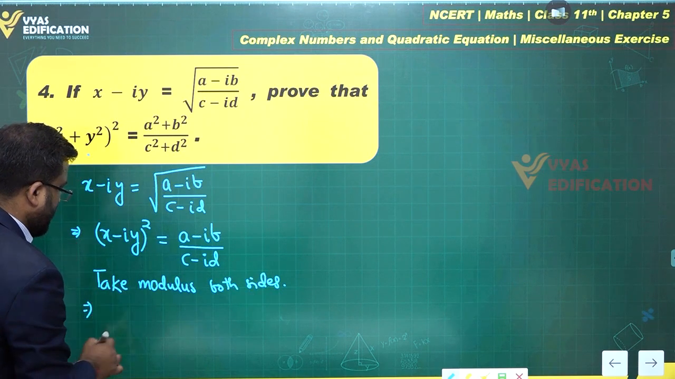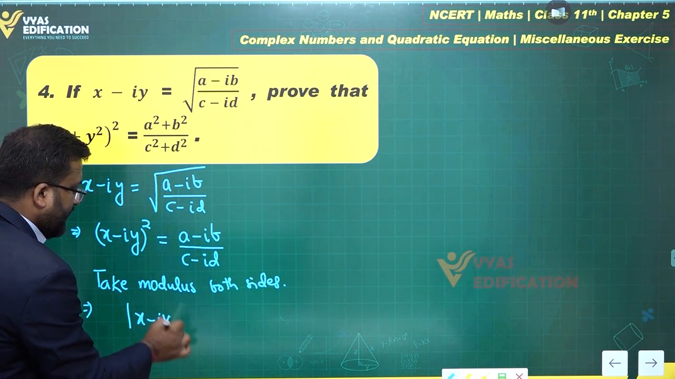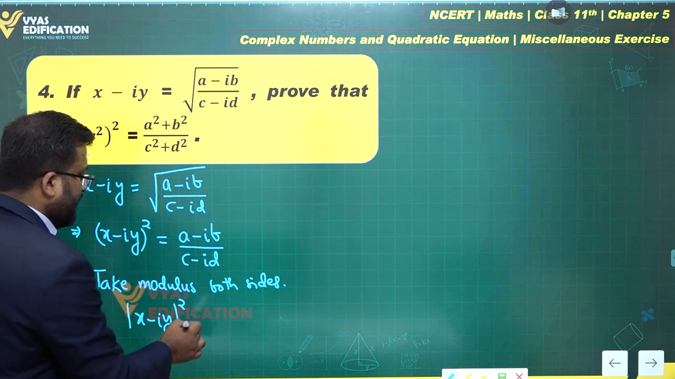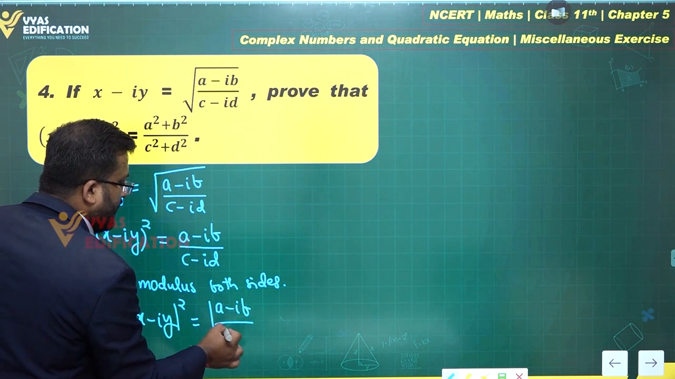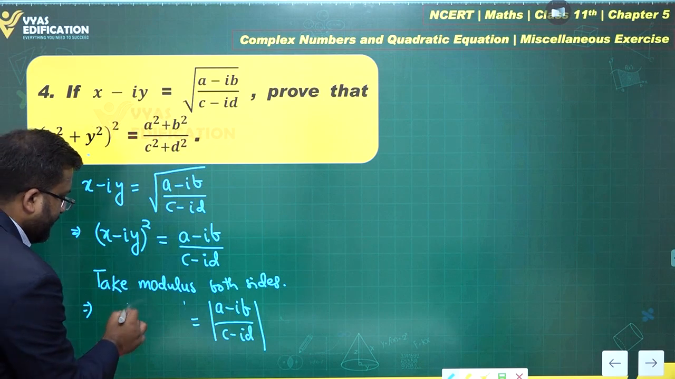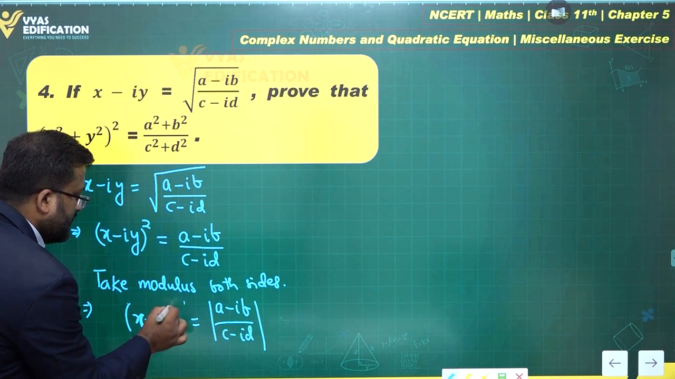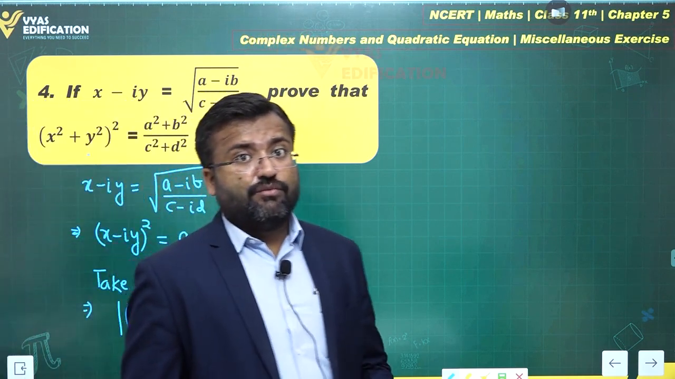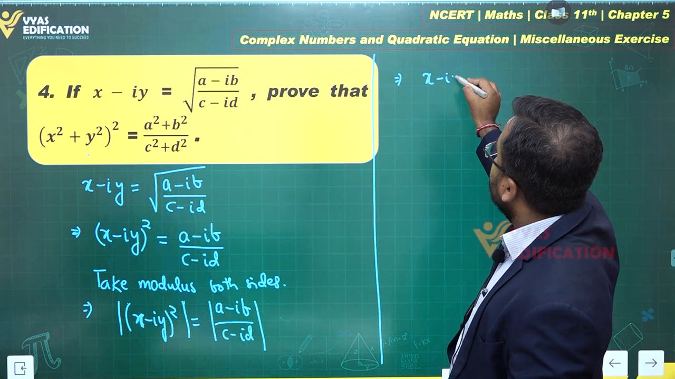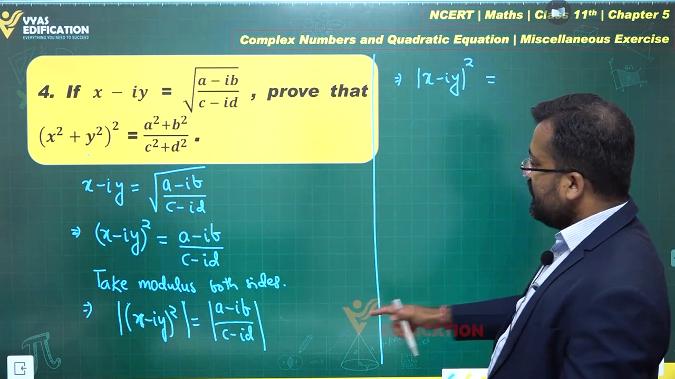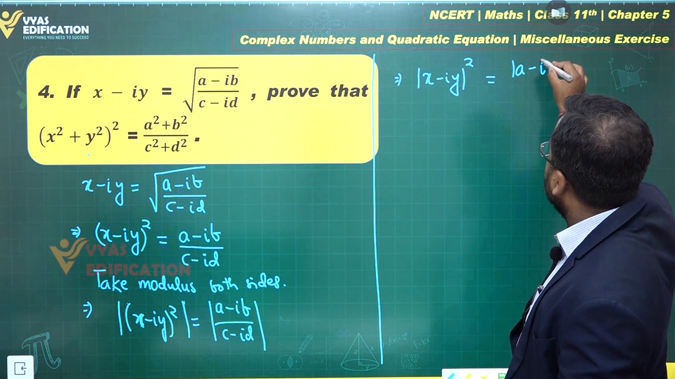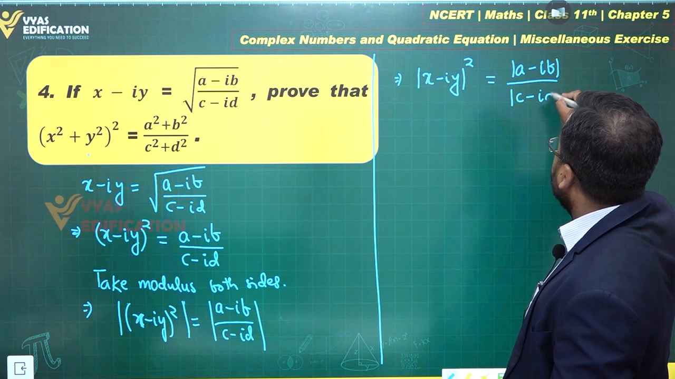And what does it give us? The whole square can be moved outside the modulus, and this can be written as modulus of a minus ib upon c minus id. For the time being, you can also write it as modulus of x minus iy square. Now, let us apply the properties of modulus. Modulus of z1 upon z2 can be written as mod z1 upon mod z2, so it is mod of a minus ib upon mod of c minus id.